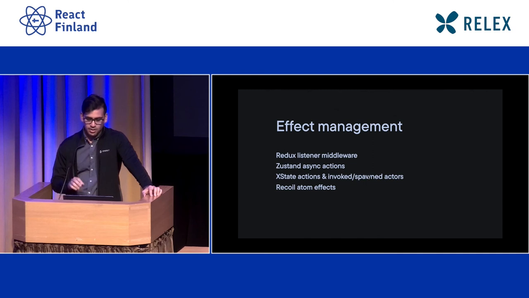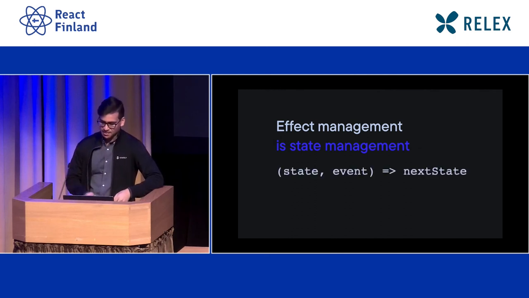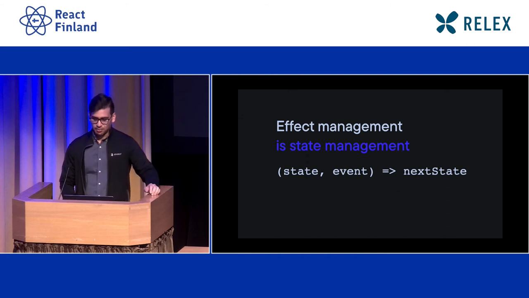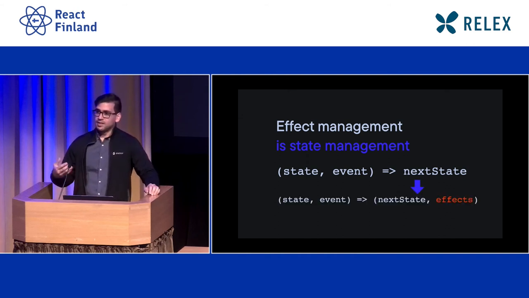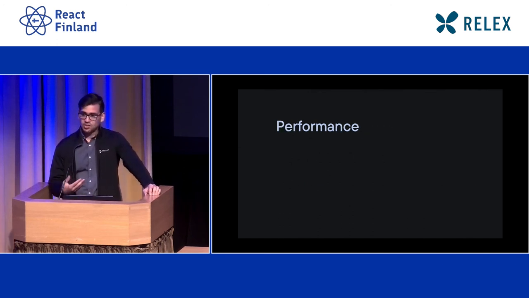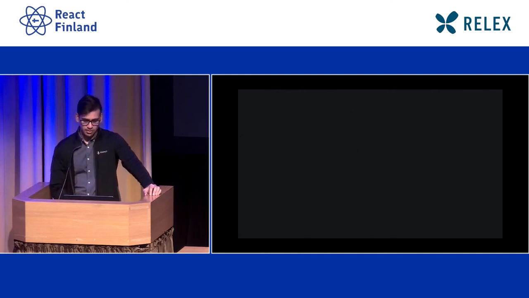There's also effects management, which I'm not going to get into. Different state management libraries have different ways of managing effects. But the other important thing I want to tell you is that effect management is state management. So instead of just thinking in terms of when I have an event that comes in, this is the next state that we get, it's important to think about what are the effects that happen as a result of my state transition or as a result of the state changing due to the event. There's also two types of performance optimizations that libraries typically do, whether it's selectors, which I consider a manual approach, doesn't mean bad, it's just manual, and observers, which is more of an automatic magical approach. So that's another consideration to keep in mind.